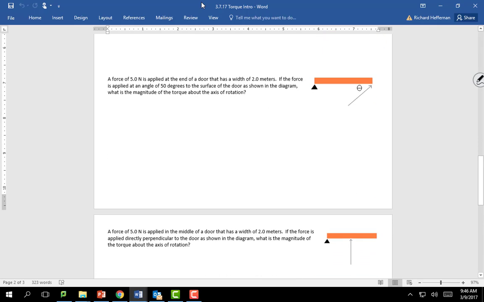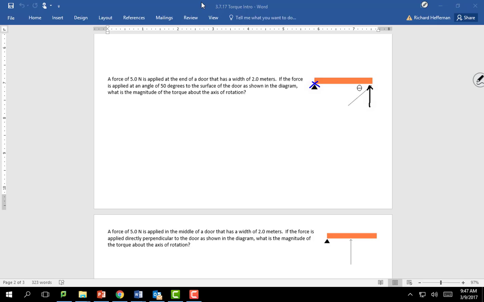Next one, a force is applied to the end of a door that has a width of 2 meters. The force is applied at an angle of 50 degrees to the surface. What is the magnitude of the torque about the axis of rotation? First thing, figure out where your axis of rotation is. Right there is where the thing is rotating about. Is all that force perpendicular to our axis of rotation? Nope. So we need to figure out how much of it is perpendicular.